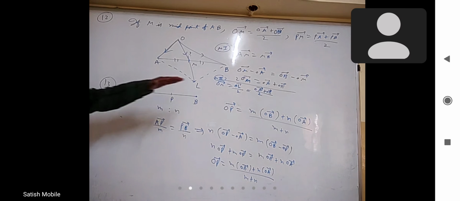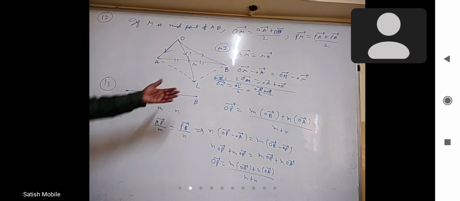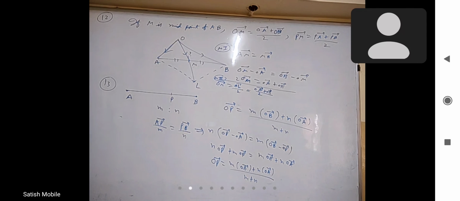So it is very easy to remember this formula and this formula. This is the regular midpoint formula, regular section formula. But how it came in vectors, I am just telling you the proof.